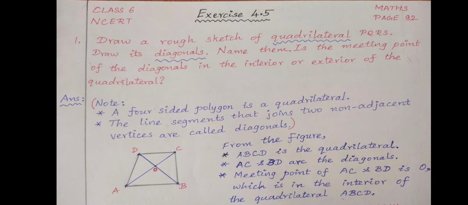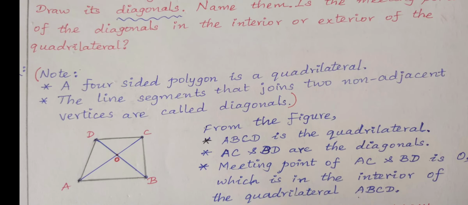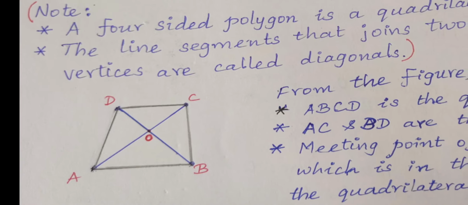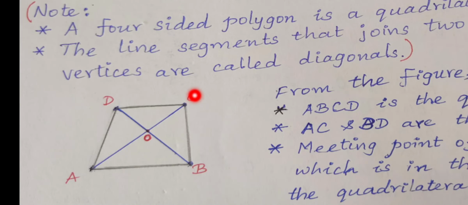Now we have drawn the quadrilateral, then we have to draw diagonals. Diagonals are nothing but line segments that join two non-adjacent vertices. A and B are adjacent vertices. B and C are adjacent vertices. But A and C are non-adjacent vertices. So draw a line segment between them. Now, what about A and D? They are adjacent vertices.